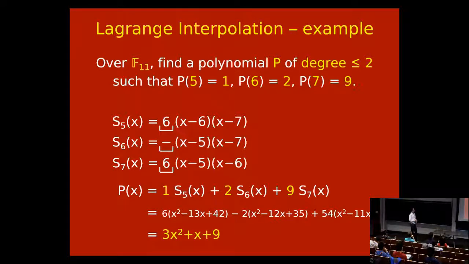It has degree at most 2, and indeed its value at 5 is 1, its value at 6 is 2, its value at 7 is 9. OK, well, that was a little fast, but that's how it goes. Does it really work? If I plug in 5 to this, I get 3 times 25 is 75, plus another 5 is 80, 89. Yeah, mod 11, subtract off the 88, you get 1. So at least the first thing worked. OK, any questions?